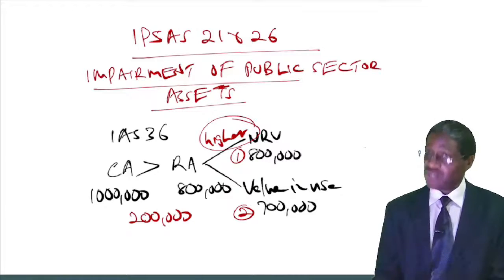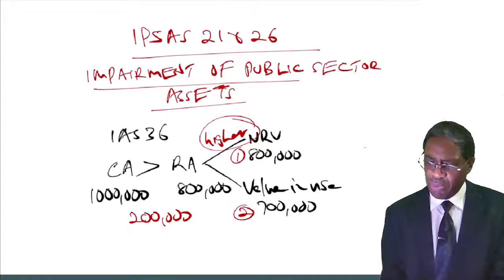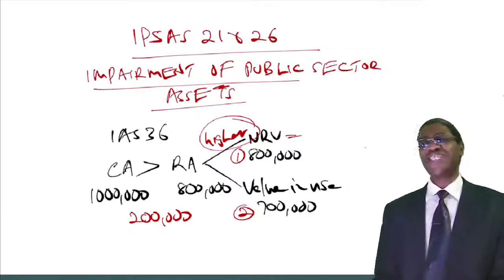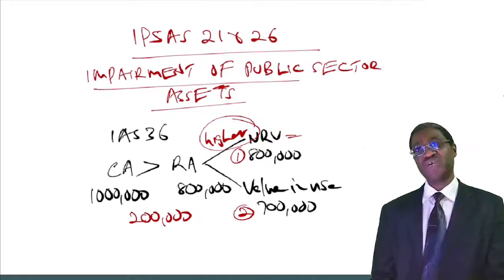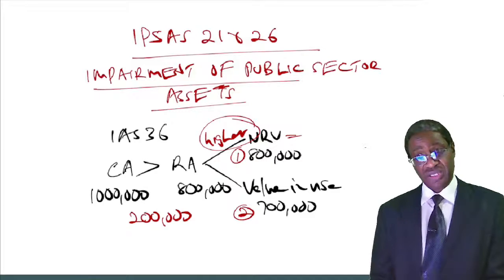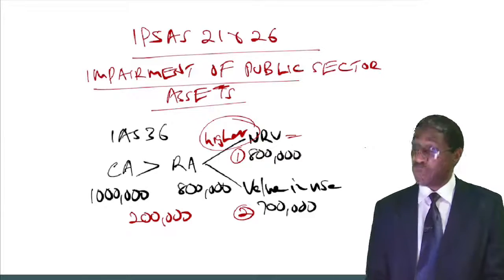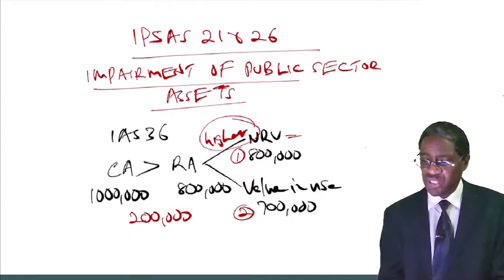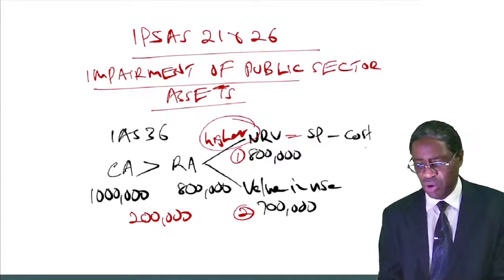Another thing, just to remind you: how do you compute what we were calling the net realizable value of an asset? We said last time that to compute the net realizable value, you take the selling price of that asset and you minus what we were calling cost to sell.